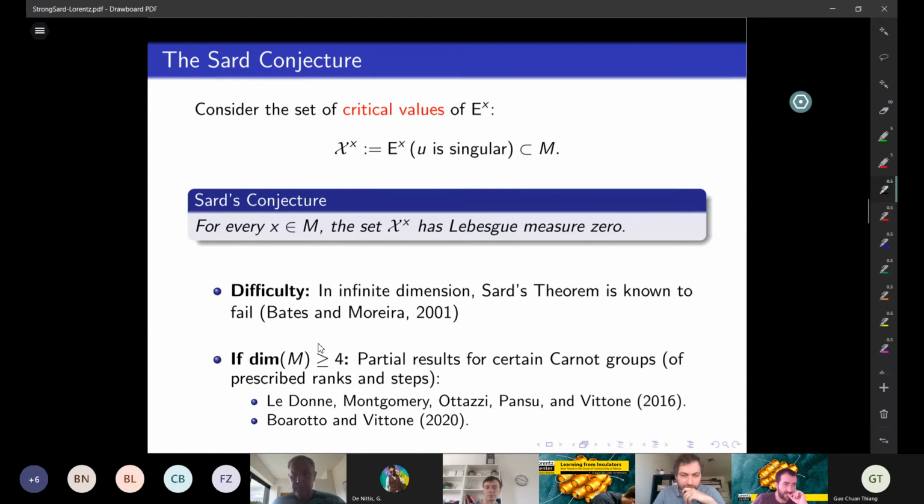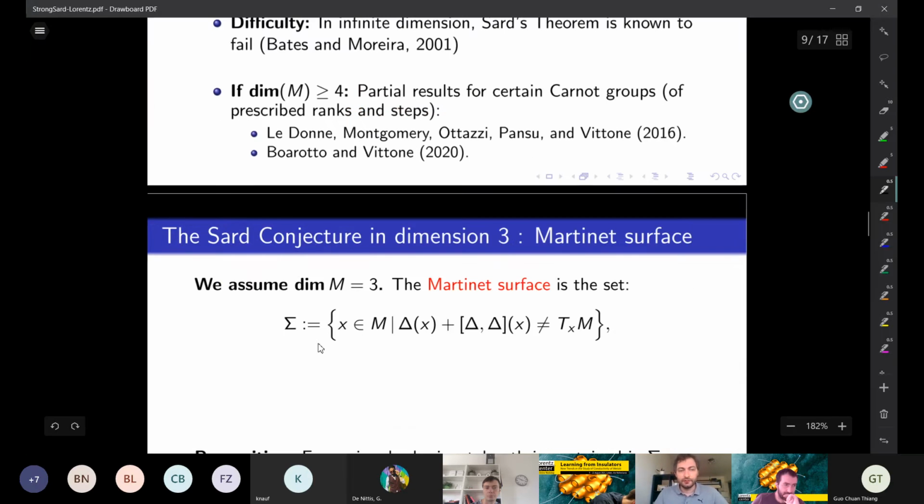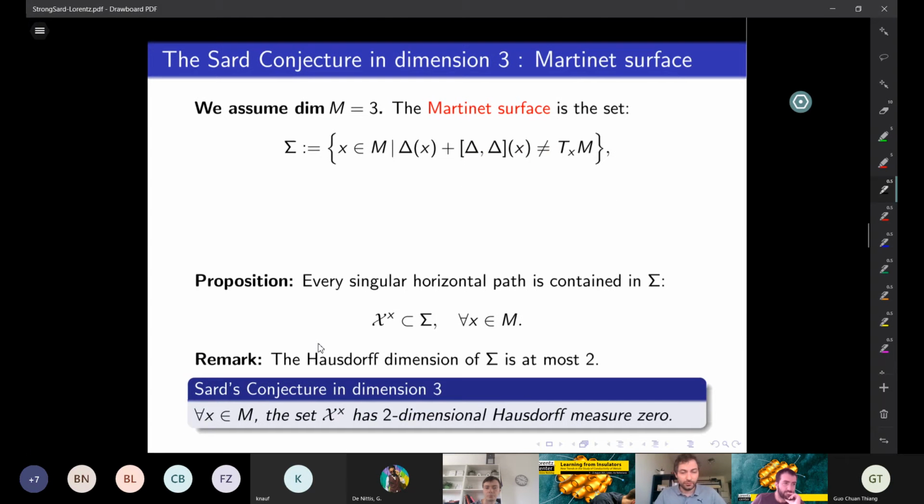Okay. So dimension 4, okay. So I'm going to concentrate on dimension 3. In dimension 3, there is a special property that I'm going to give just as a black box without motivating it too much, which is what is called the Martinet surface. The Martinet surface is the set of all of the points of M where the first Lie bracket is not enough to generate the tangent bundle.